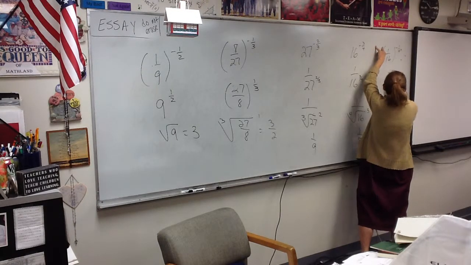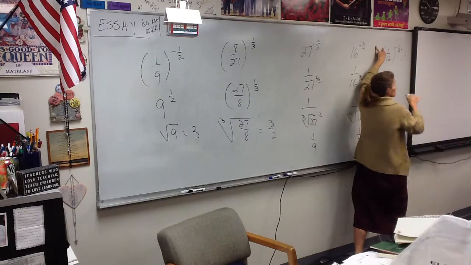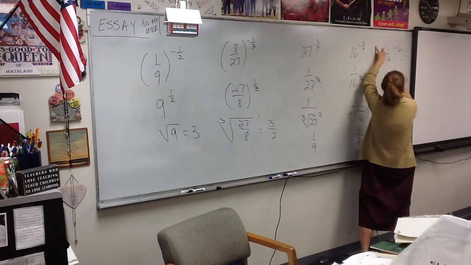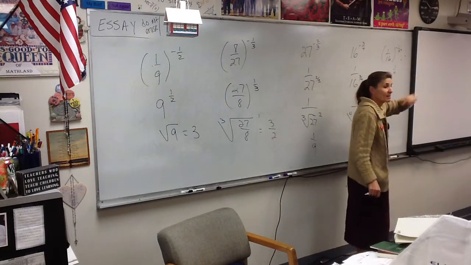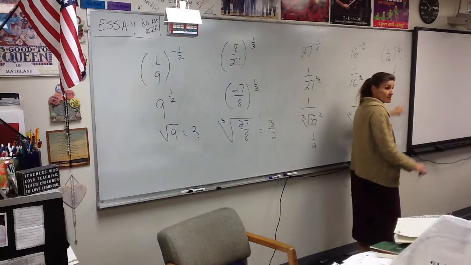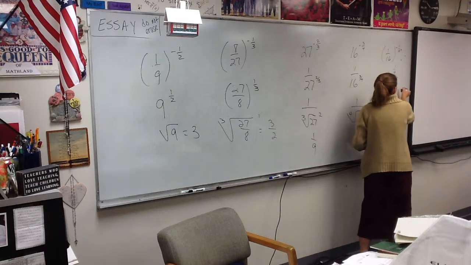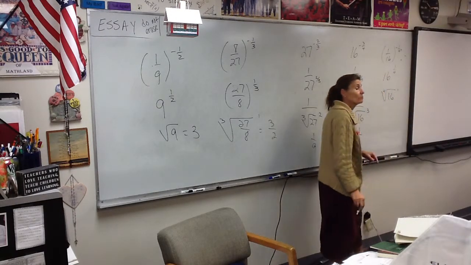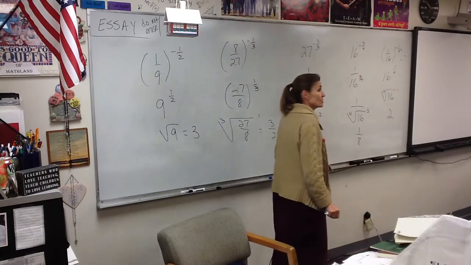First, I'm going to flip it, and since it's already 1/16, it's going to become 16 to the 1/4 power, because when you flip it, the power becomes positive. Now this is going to be a radical, a 4th root to the 1st power, which equals 2. So the answer to that problem is just 2.